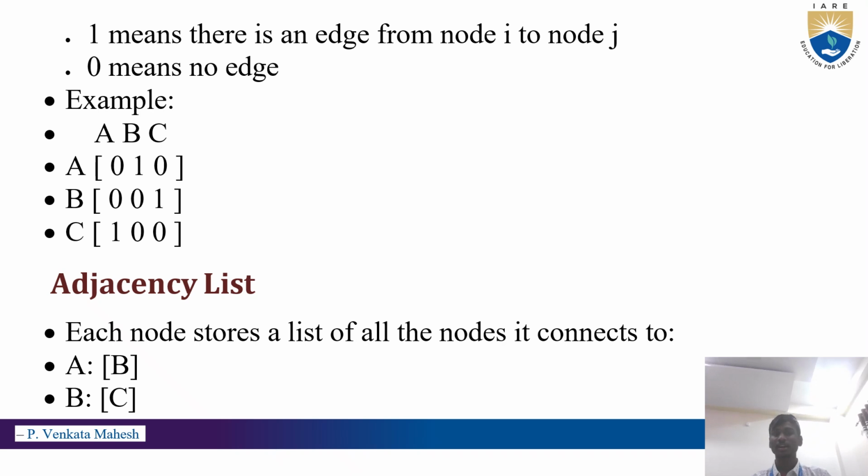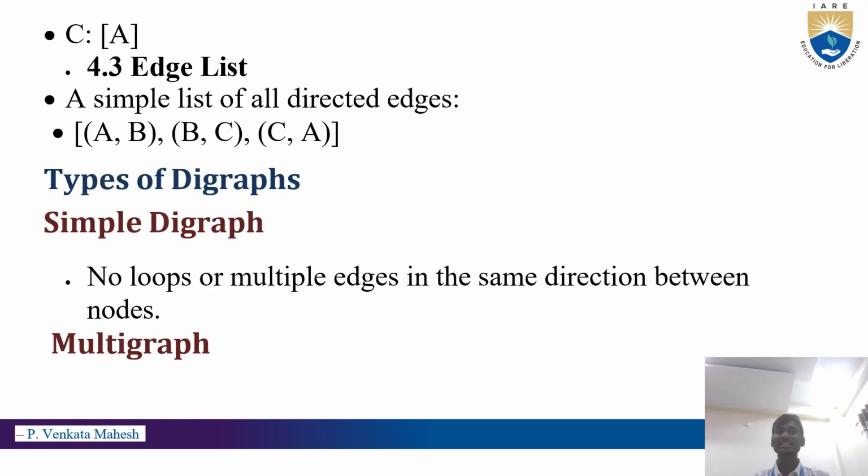Adjacency list. For example, A is adjacent to B, B is adjacent to C, and C is adjacent to A. Edge list: (A, B), (B, C), (C, A). We have collected the ordered pairs of edges which we connected in the above example.